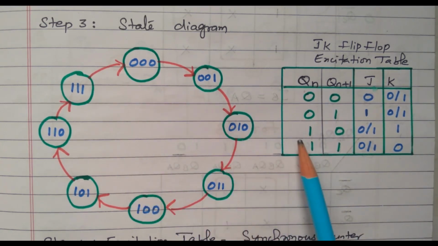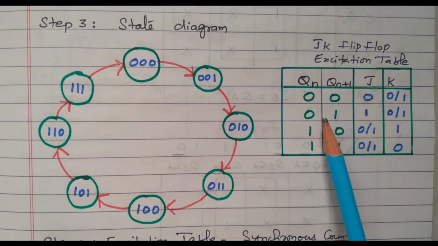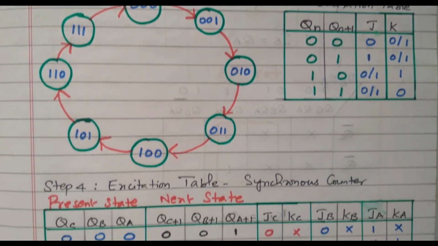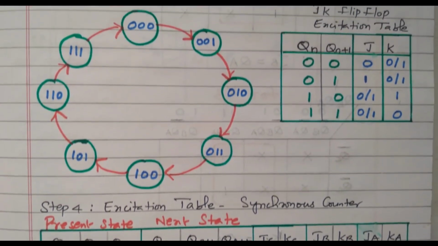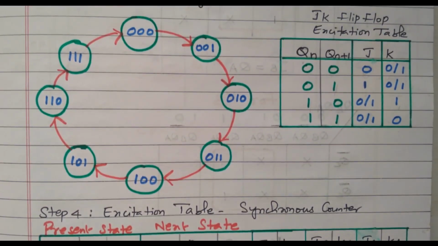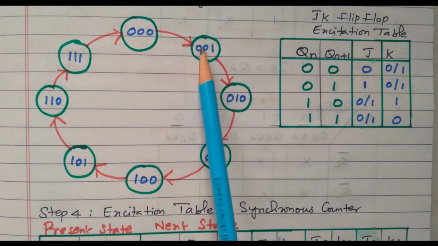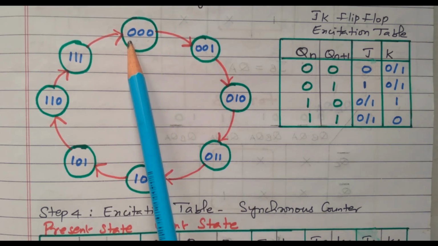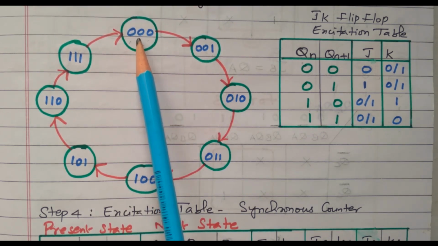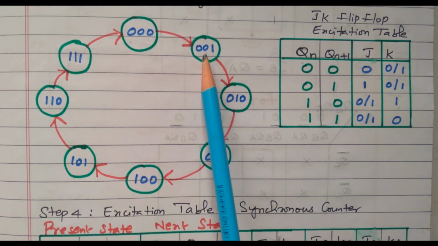So here the state diagram is available. Here the excitation table for the JK flip-flop is available. Now we need to design the excitation table for a synchronous counter, a 3-bit synchronous counter. So how do we find the state diagram? This is the current position 0 0 0, which changes to 0 0 1, right. There are 3 flip-flops, and we can name them QA, QB, QC.